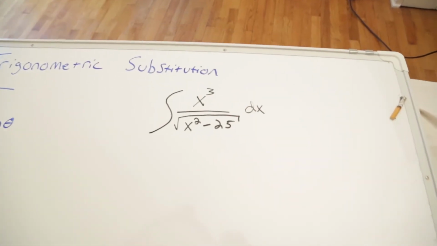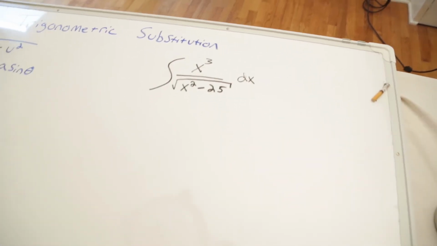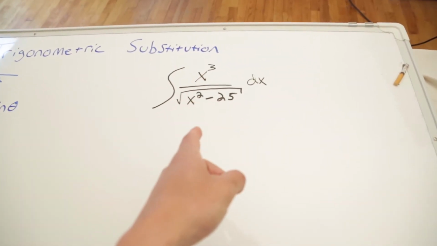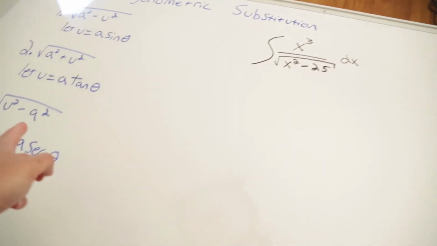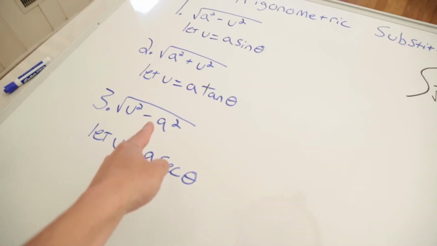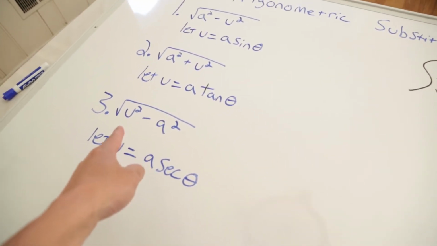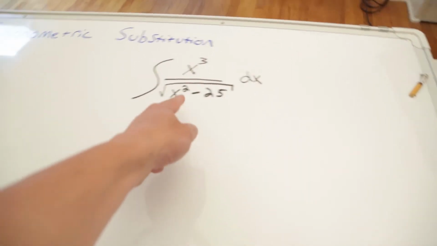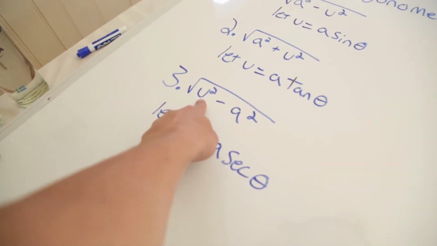Mm-hmm. All right, Josh, look at this problem, and you tell me which one we're using. Well, I see a minus sign. I see a minus sign right here, but oh, and the x is on this side, so that's the u squared, right?